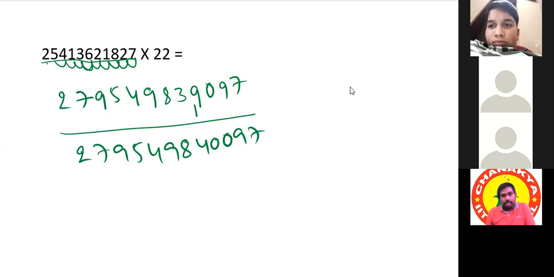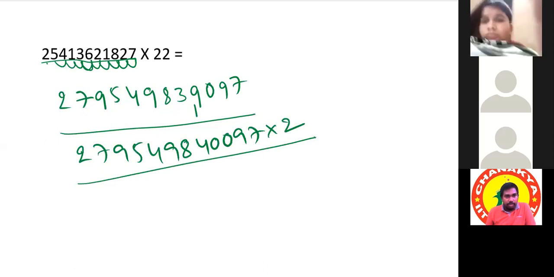It is a carry. Now double this number. Doubling is so easy if you consider it this way. 2 plus 2 is 4, but the next place has a carry, that's why 5. You can tell the double only, sir.